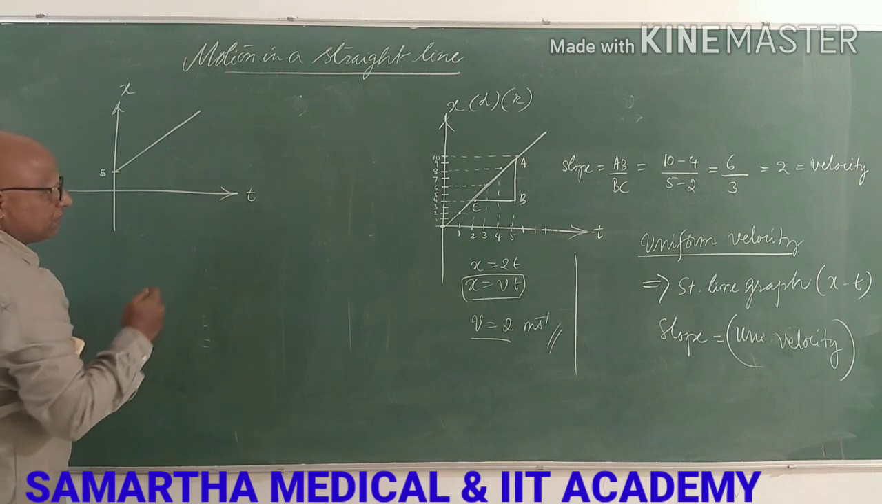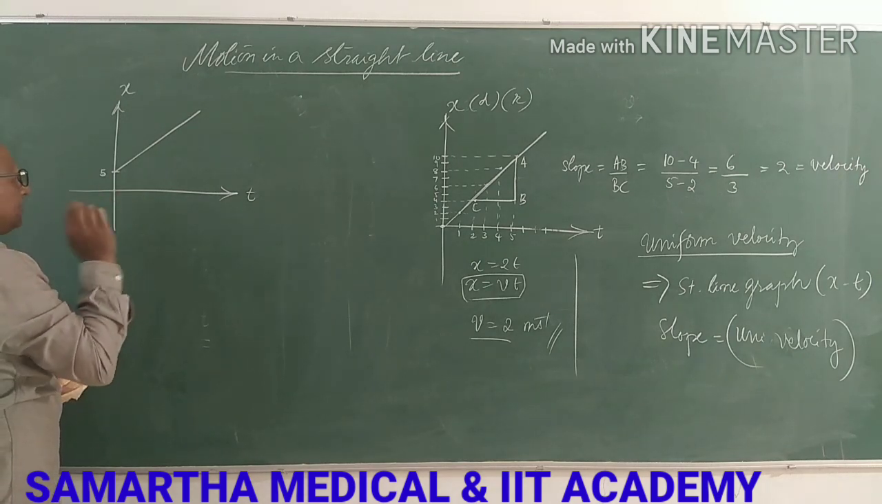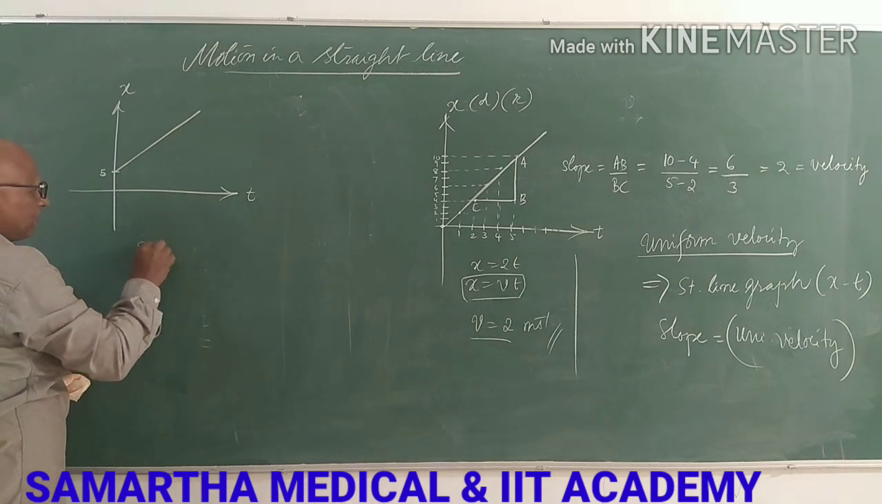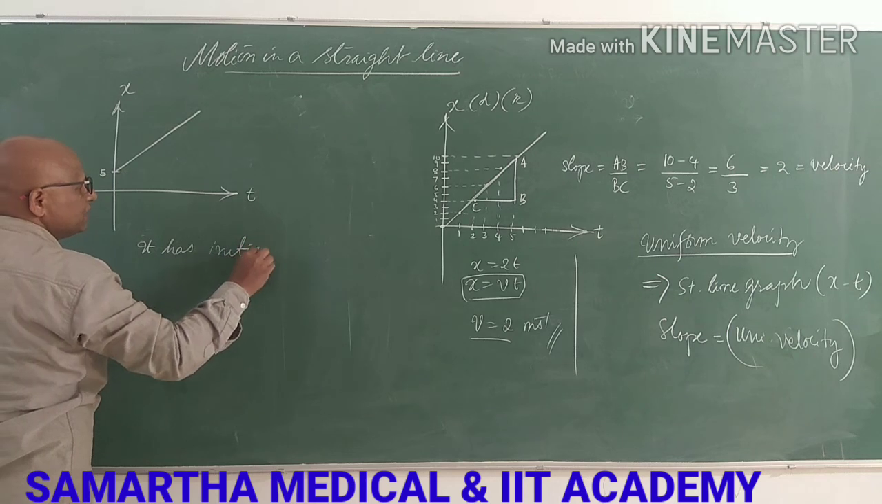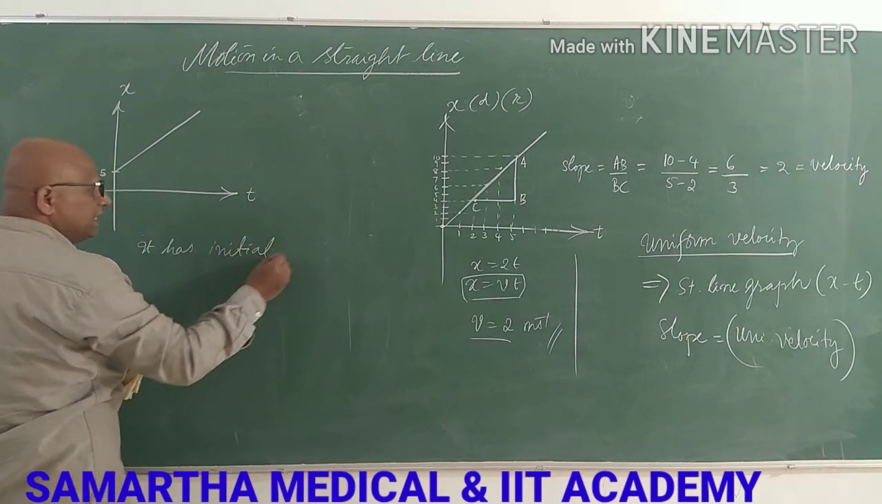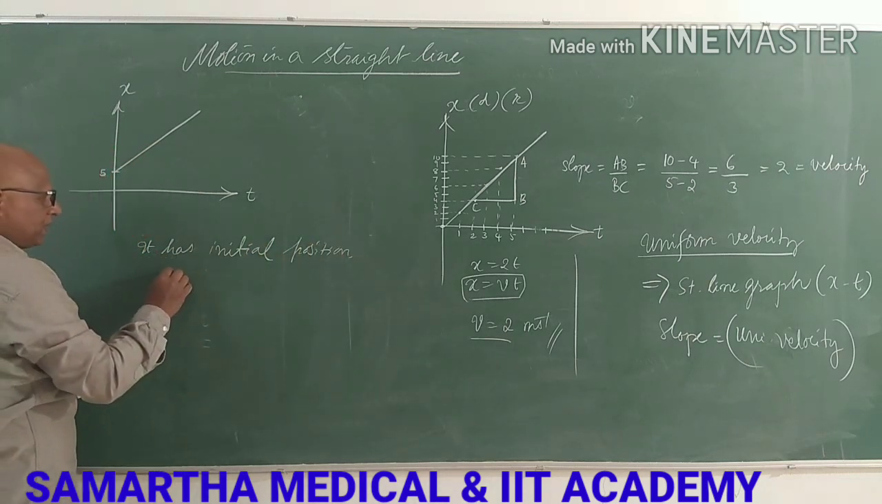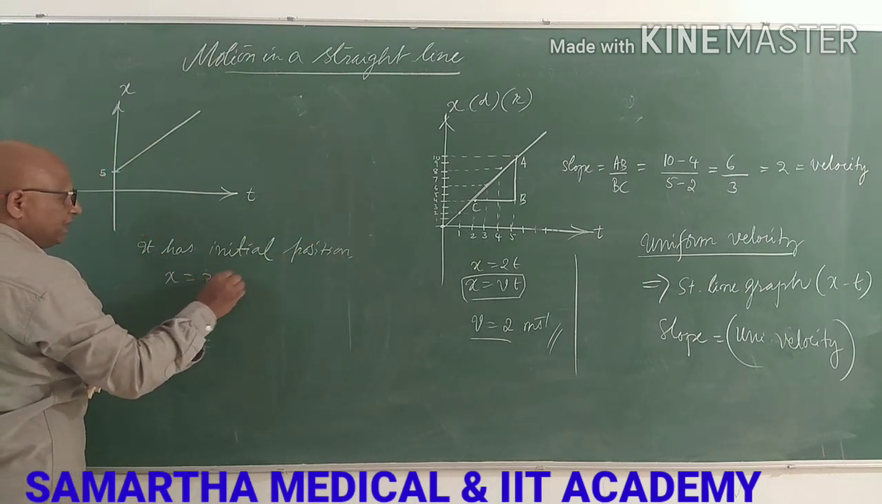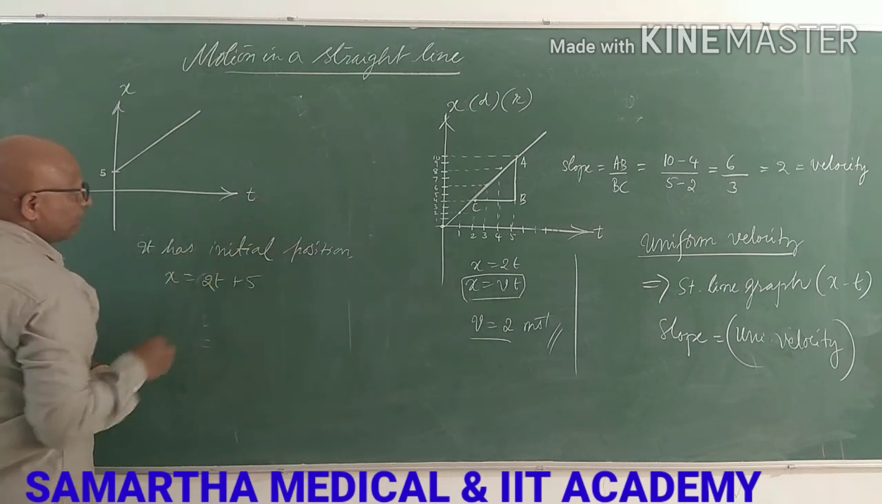What is the meaning of this graph? The meaning of this graph is very simple: it has an initial position. What do you mean by initial position? For example, x is equal to 2t plus 5. Sorry, x is equal to 2t is that graph.